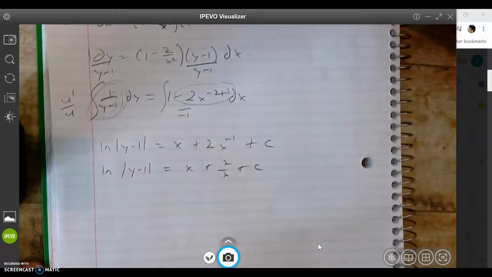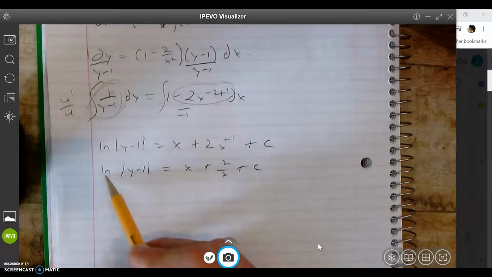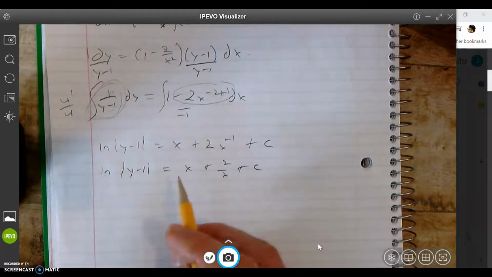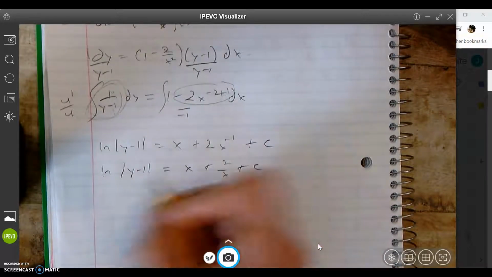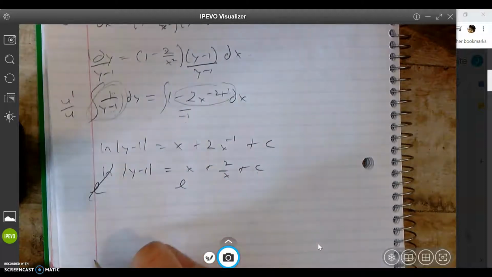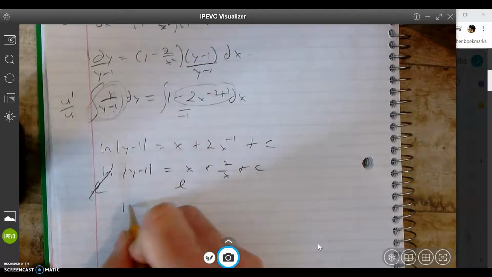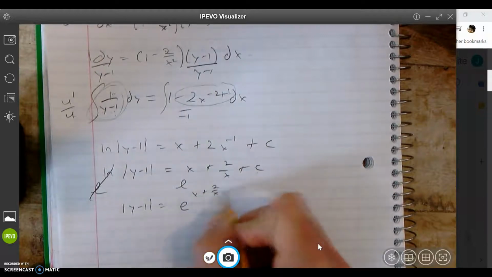plus c. All right, so now before I solve for c, I know this is one that's going to be a natural log one, so this one's going to have that tricky part that we always talk about where you have to do the exponent rules on this side. Watch what I do. So raise them both to the power of e, and that eliminates the natural log. So absolute value of y minus 1 equals e to the x plus 2 over x plus c.